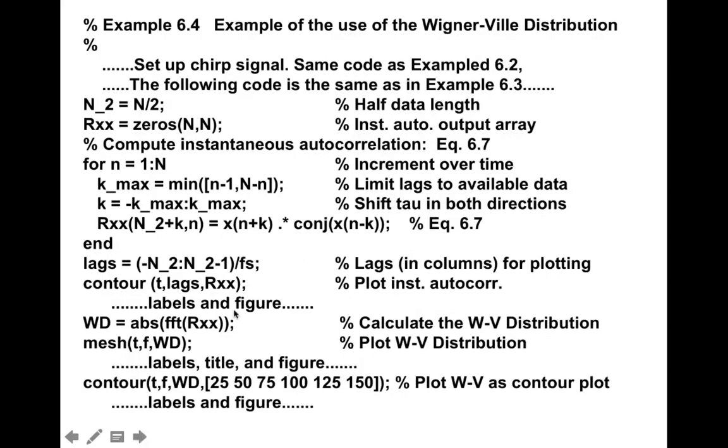So here's the code for that. I won't go line by line through the code. WD is the Wigner-Ville distribution. You can see all it's really doing is taking the magnitude of the FFT of the autocorrelation. Here's the autocorrelation.